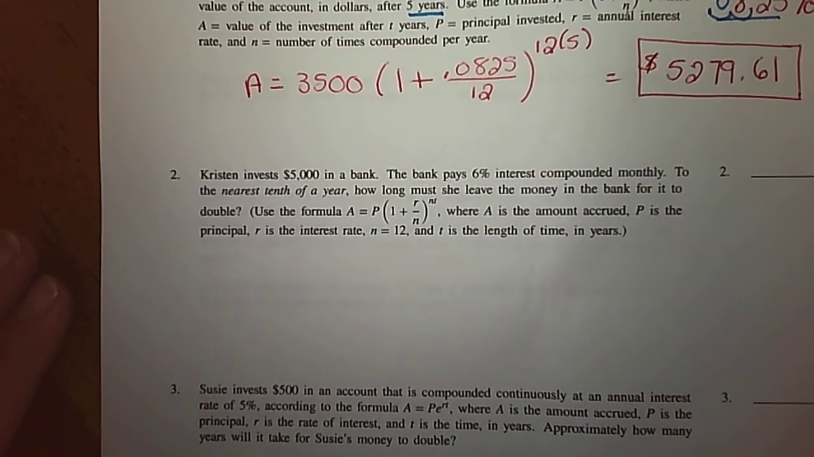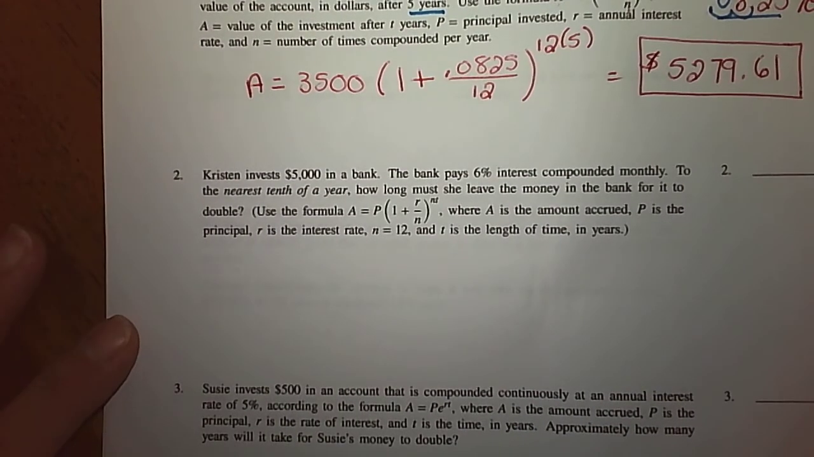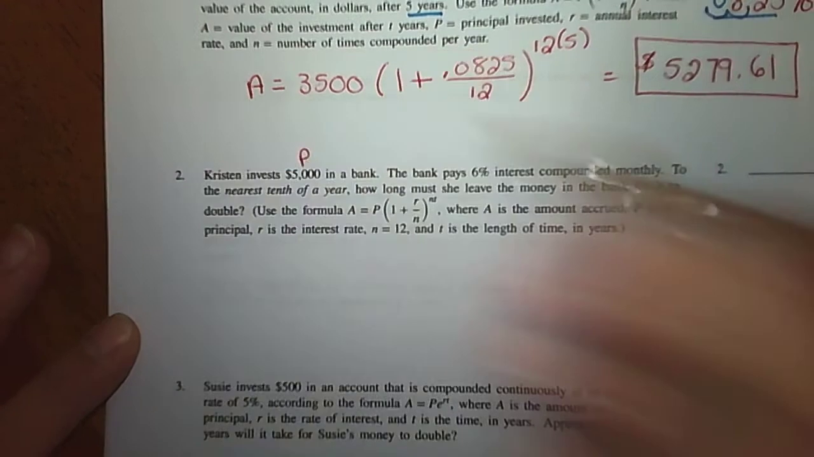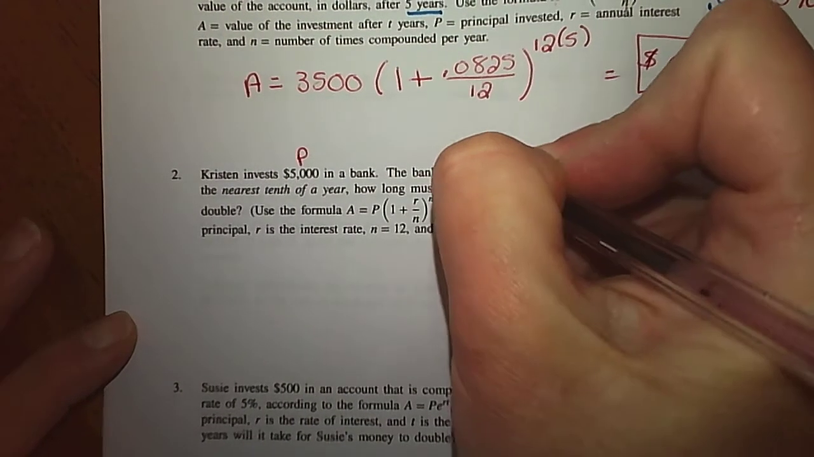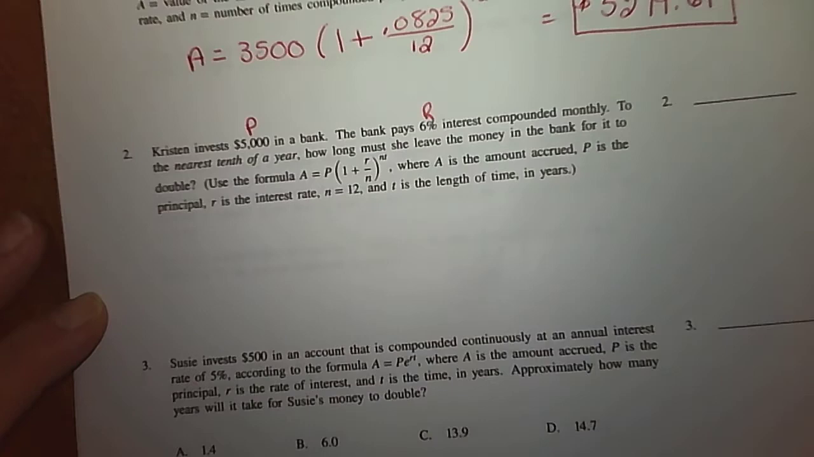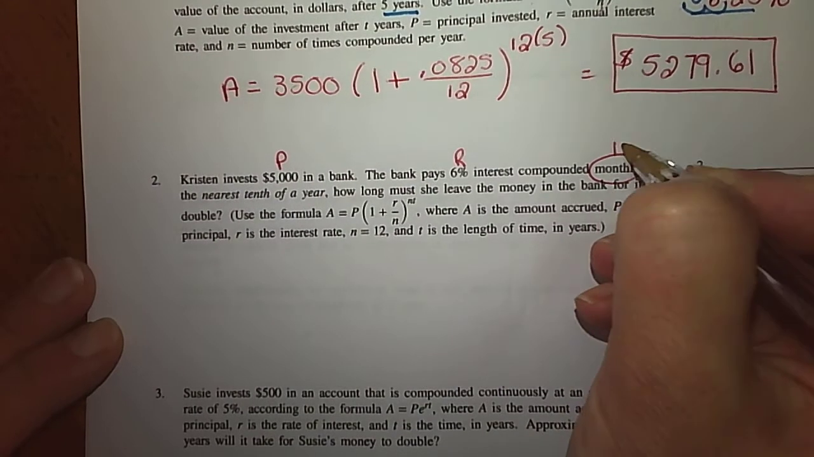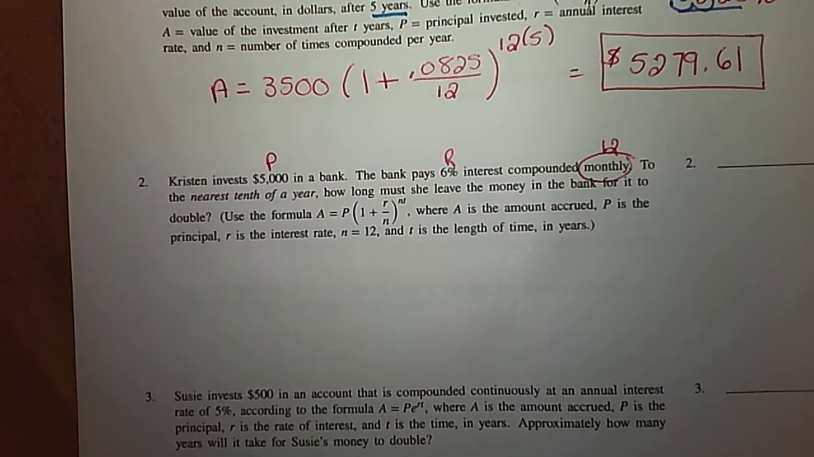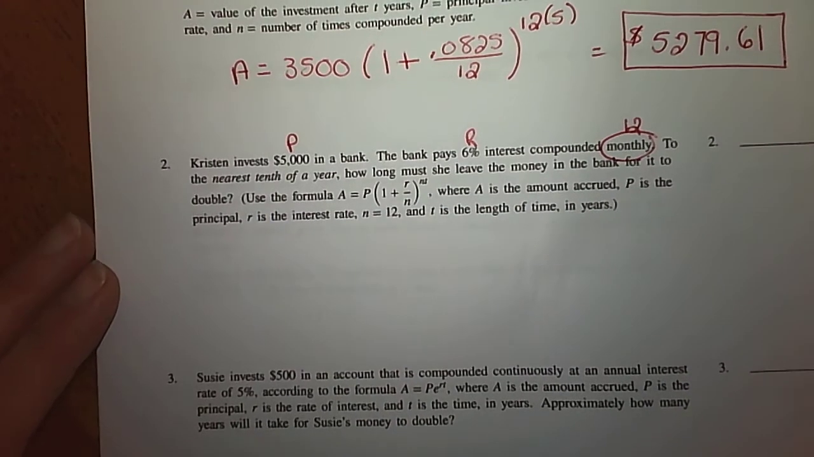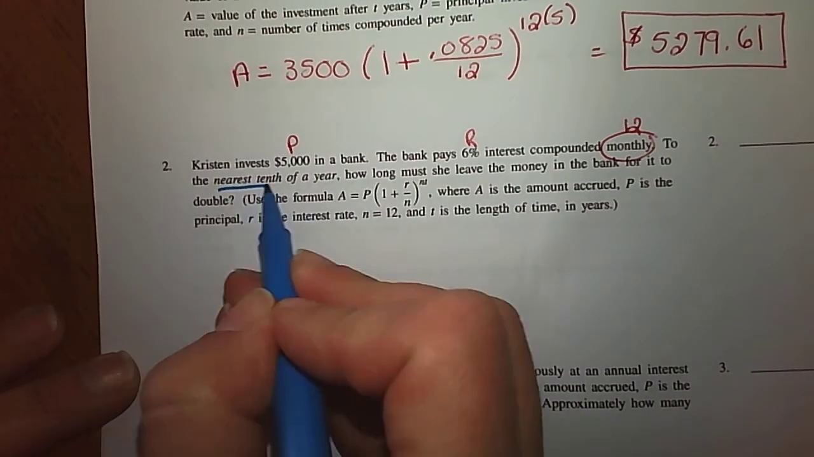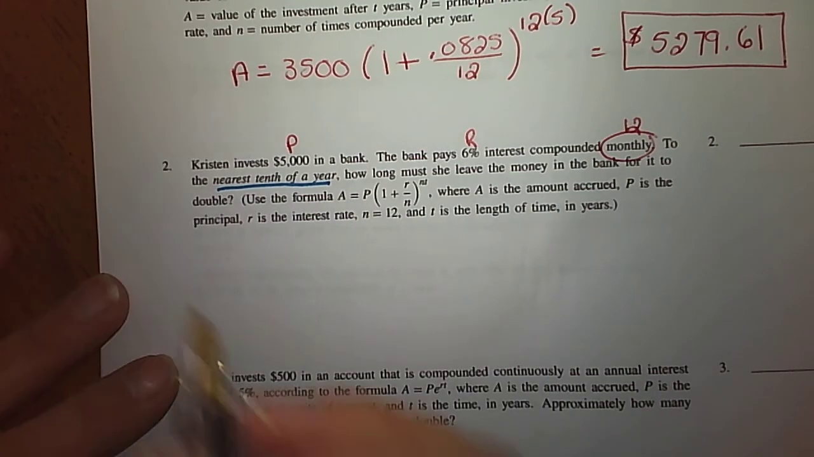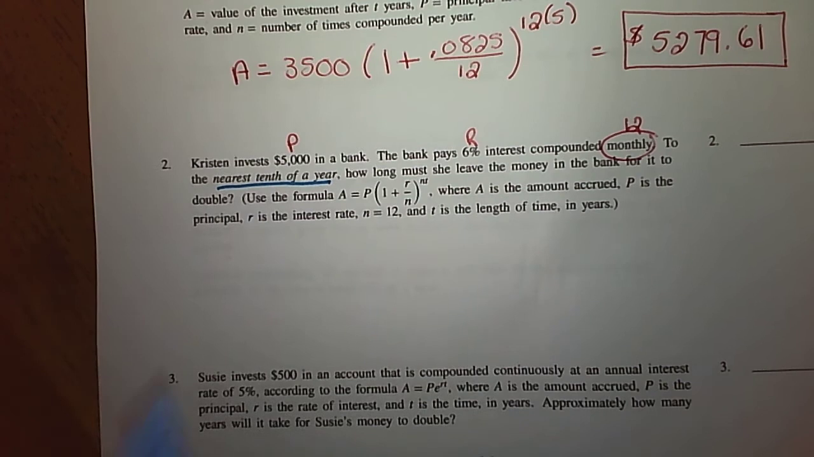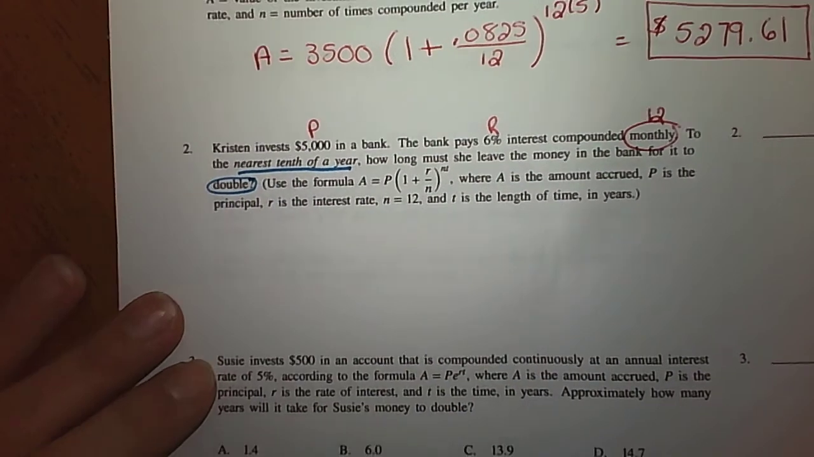All right, next one. Kristen invests $5,000. So that's going to be the P. The bank rates 6%. That's our R. Compounded monthly. So that's 12. To the nearest tenth of a year. Underline that. Tenth of a year. How long will it take for us to double? I'm going to circle that. Double. All right, let's throw some stuff into this.